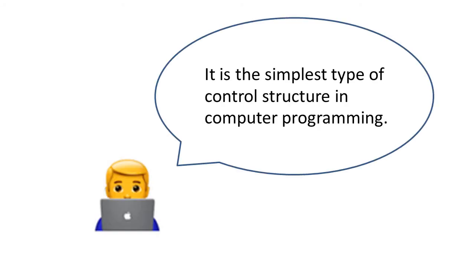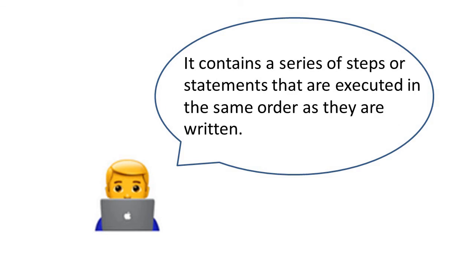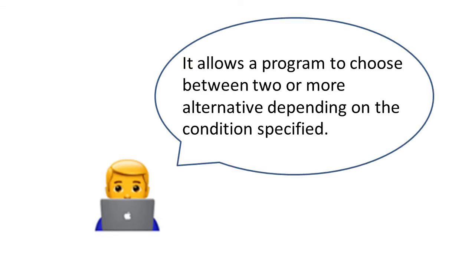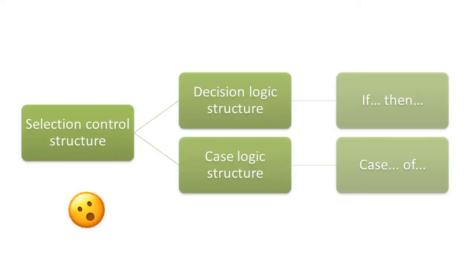After talking about different statements, we are moving on to sequences. Sequence is the simplest type of control structure in computer programming. The sequence control structure contains a series of steps or statements that are executed in the same order as they are written. After that, we are going to talk about the selection control structure. This structure allows a program to choose between two or more alternatives depending on the condition specified. There are two types of selection control structure, which are decision logic and case logic structure.